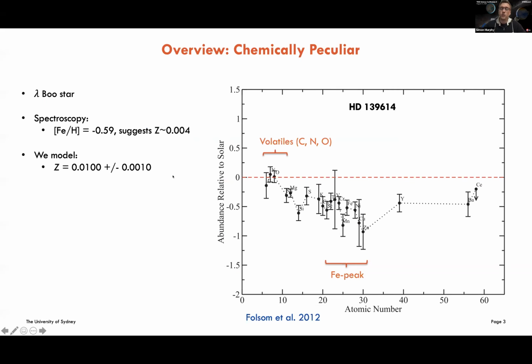This star is also chemically peculiar. It belongs to the Lambda Boo class, and these stars have underabundances of refractory elements. Those are elements that readily incorporate into dust grains, typically the iron peak elements. For this star, you can see underabundances of about half a dex, whereas they have volatile elements in roughly solar abundance. Carbon, nitrogen, and oxygen have roughly solar abundance. From spectroscopy, we would infer a metal mass fraction of about 0.004, whereas from the asteroseismic modeling, we get a higher metal mass fraction of 0.01.